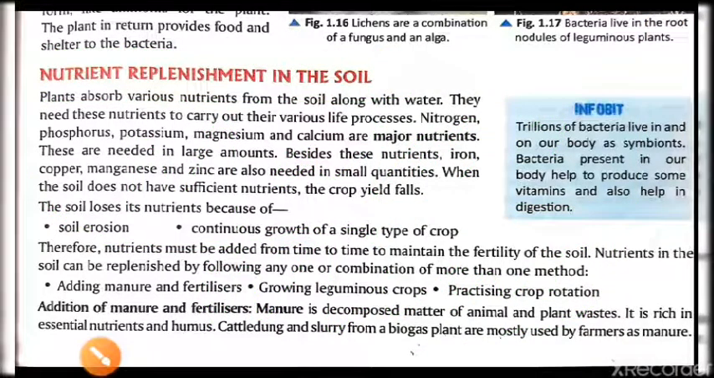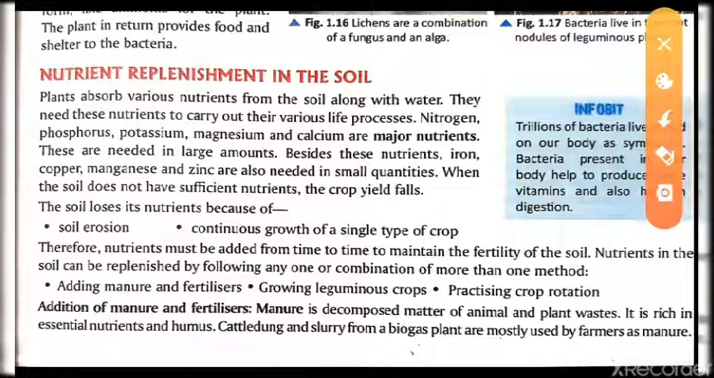So let's see what is written in your book. Plants absorb various nutrients from the soil along with water. That means along with the water, the plant absorbs the nutrients. What are nutrients? Nutrients means food. They need these nutrients to carry out their various life processes. Nitrogen, phosphorus, potassium, magnesium, calcium are the major nutrients.